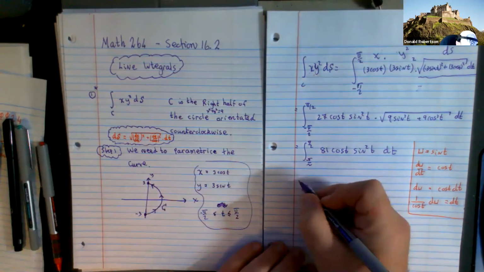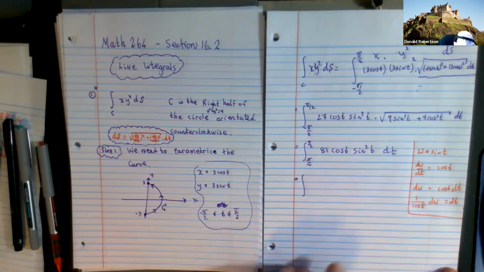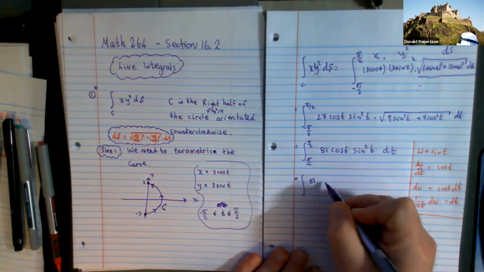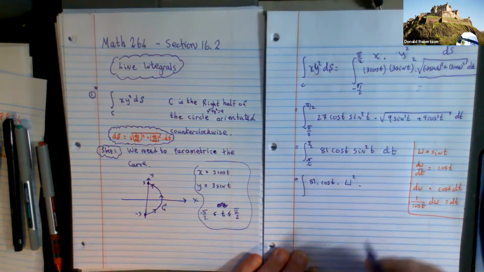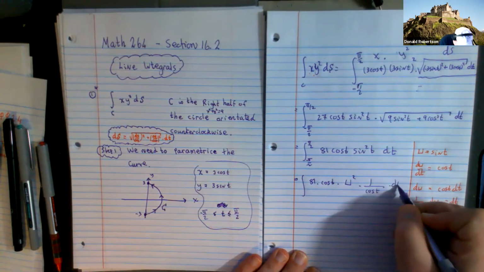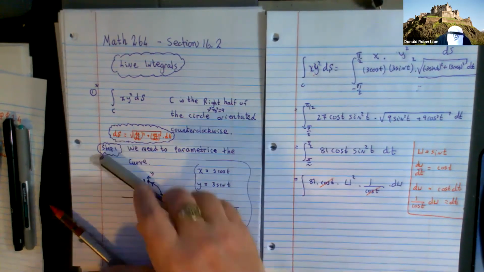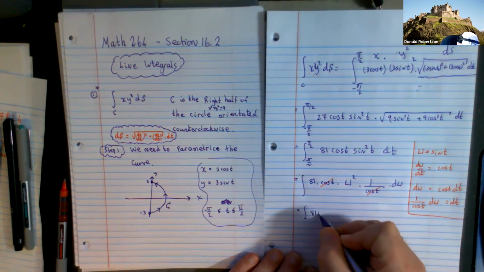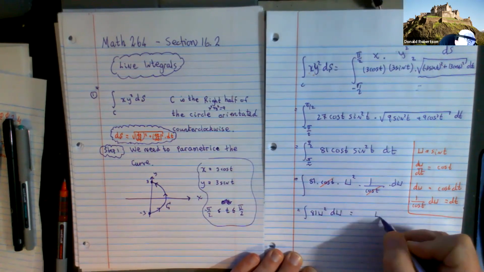So I am going to have an integral. I don't put the limits of integration in when you do a u sub. It's just not a good idea. So we have 81 cosine t u squared 1 over cosine t du. And we got one of the easy situations. Cosines cancel. And so I'm going to be integrating 81 u squareds, which is just a power rule.